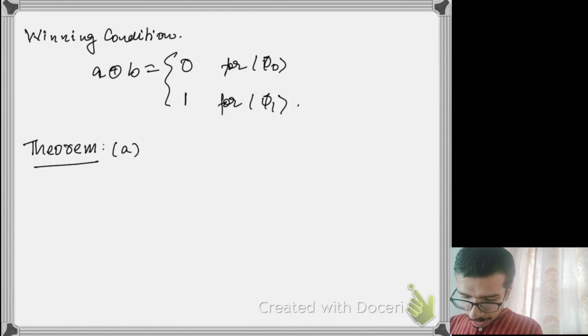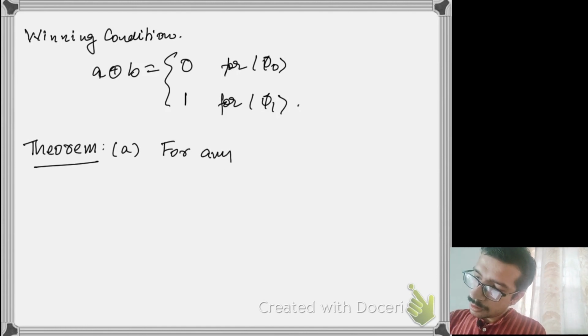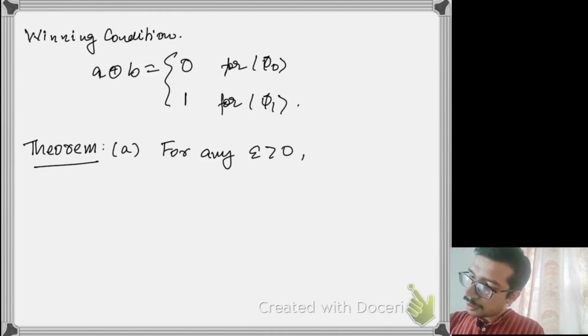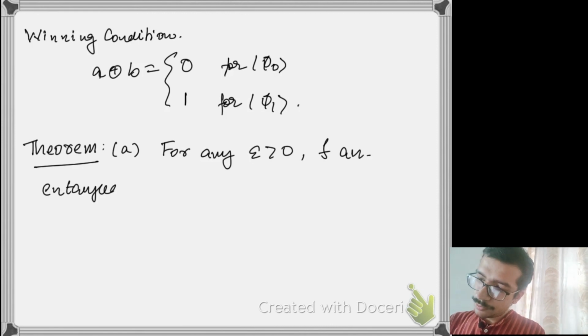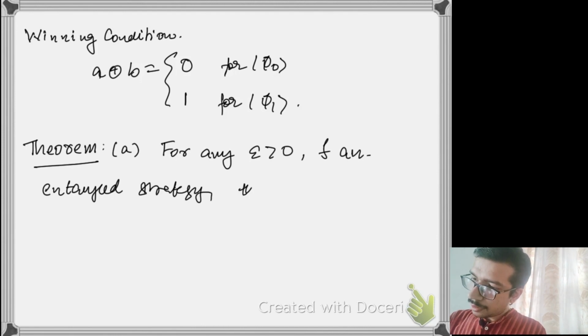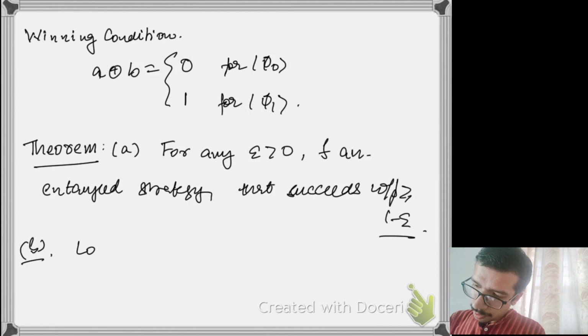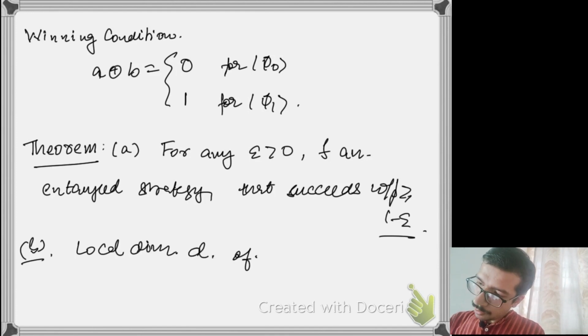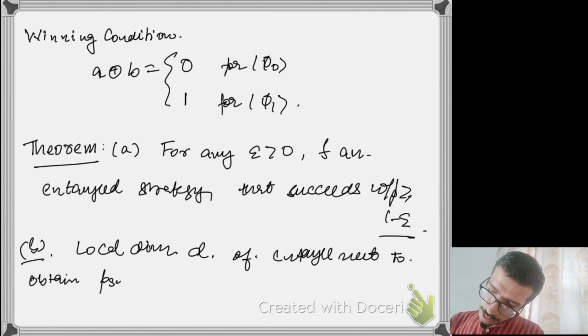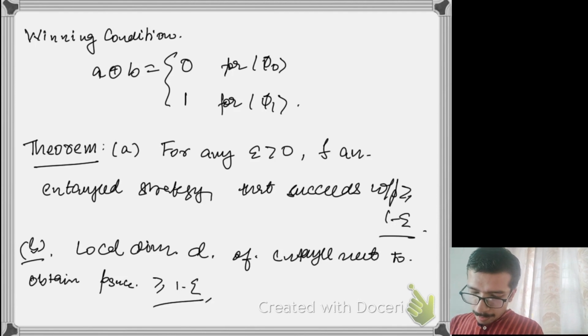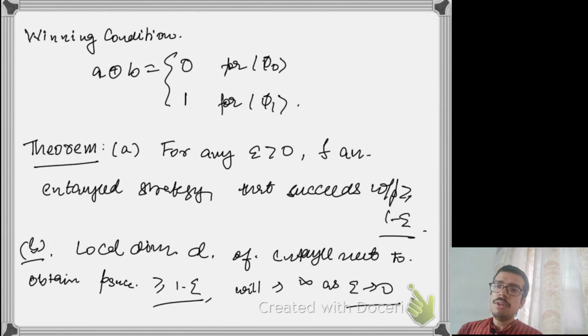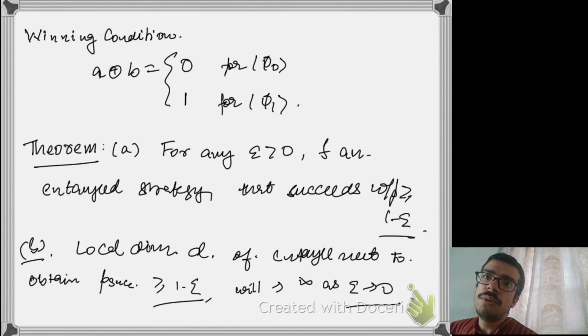What does this theorem say? It says that for any epsilon greater than 0, there exists an entangled strategy that succeeds with probability greater than or equal to 1 minus epsilon. Secondly, the local dimension D of entanglement needed to obtain the success probability greater than or equal to 1 minus epsilon will tend to infinity as epsilon approaches 0. We'll see that it should be at least of the order of exponential of 1 over root epsilon. That we'll see.